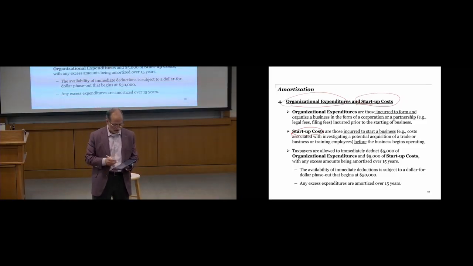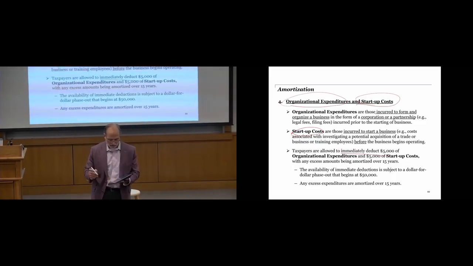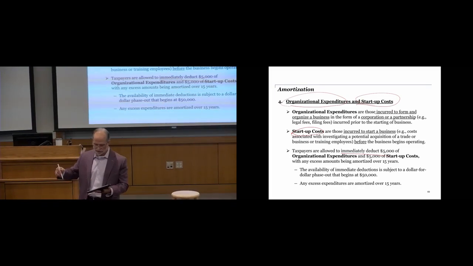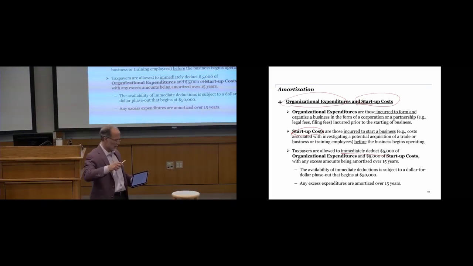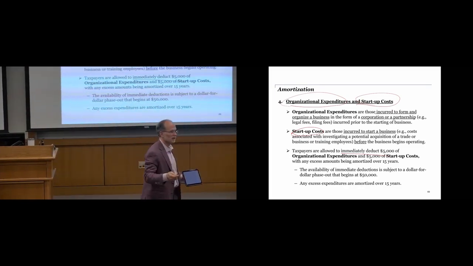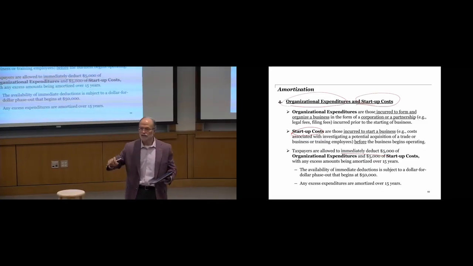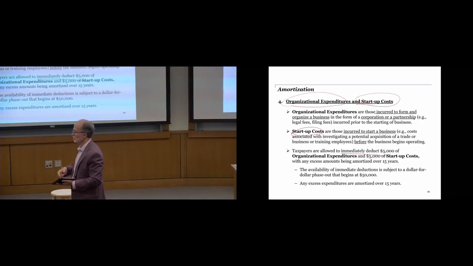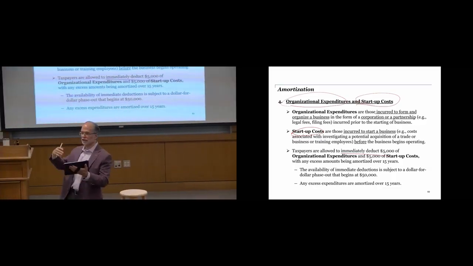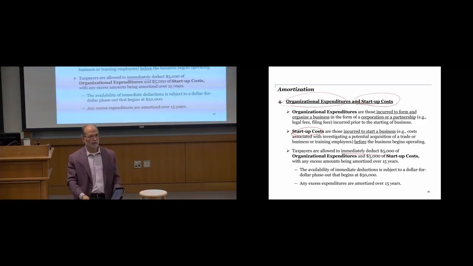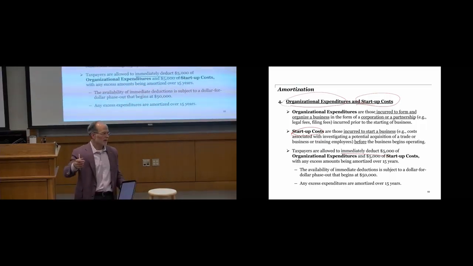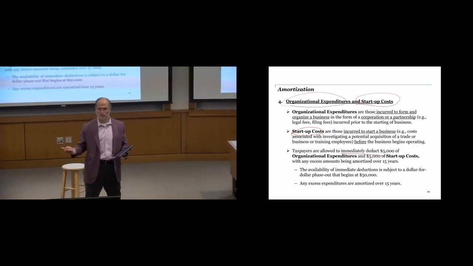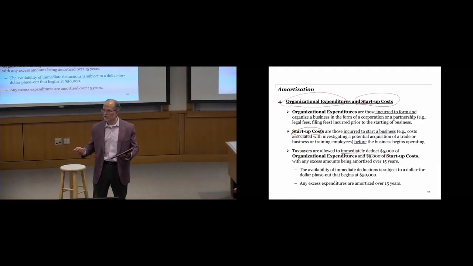So you are allowed to immediately deduct $5,000 of organizational expenditures and $5,000 of startup costs, with any excess amounts being amortized over 15 years. Okay, so if you choose to spend more money than what's immediately deductible, you can do so. The government just doesn't partner with that on a current year tax return basis. Make you capitalize it, amortize it. And kind of shockingly, over 15 years, a lot of these are smaller or shorter than that.